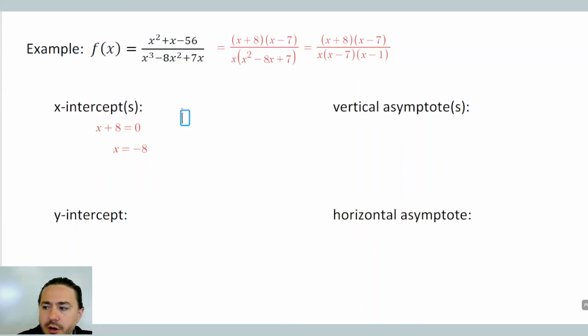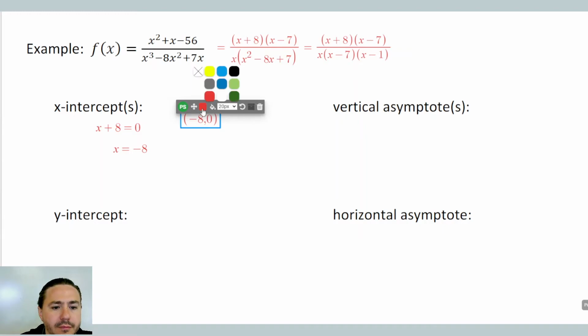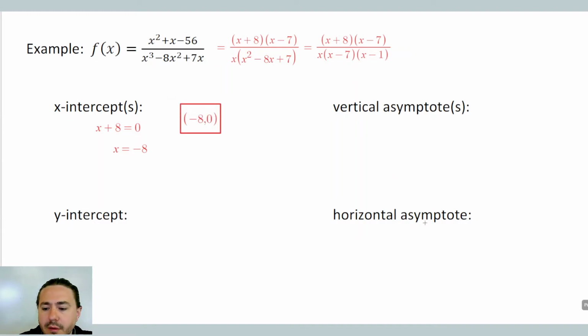And so I'll just write that as a coordinate, negative 8 comma 0. I'll have a vertical asymptote where the denominator is 0. Again, I'm going to skip over this x minus 7 factor because I know that there's actually going to be a hole there rather than a vertical asymptote. So I'm going to get two vertical asymptotes here. I'm going to get one at x equals 0 and one at x equals negative 7, positive 7.